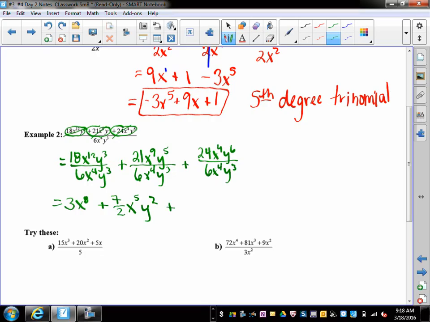Okay, now 24 over 6? 4. X to the 4th over x to the 4th? 1. So 4 times 1 is just 4. Remember, it's the same thing. And y to the 6th over y cubed? Y cubed.